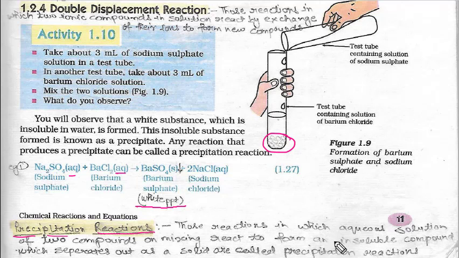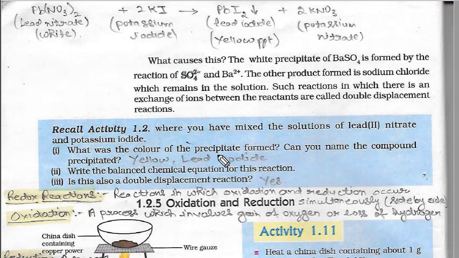So such types of reactions are called precipitation reactions. I am repeating, those reactions in which the aqueous solutions of two compounds, by mixing them, react to form an insoluble compound. Here when we react them, an insoluble compound which is barium sulfate is formed and it separates out as a solid because it is a precipitate. So such types of reactions are called precipitation reactions. Now this I have already explained to you. Now come to activity 1.2.